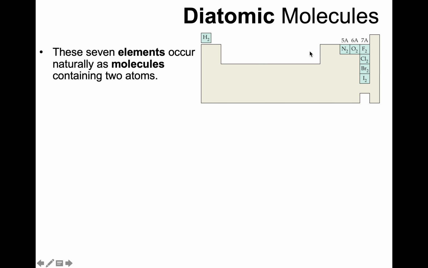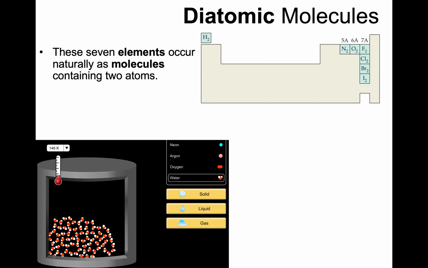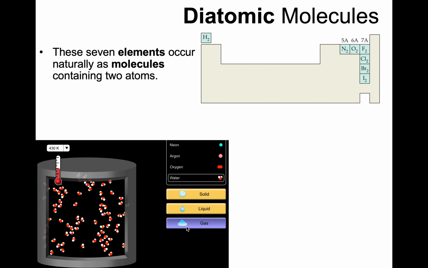Elemental form for hydrogen, nitrogen, oxygen, fluorine, chlorine, bromine, iodine. They're all diatomic molecules. Here's a representation of how a molecule exists in different states of matter. This would be a water molecule, if it was a solid, if it was a liquid, if it's a gas.